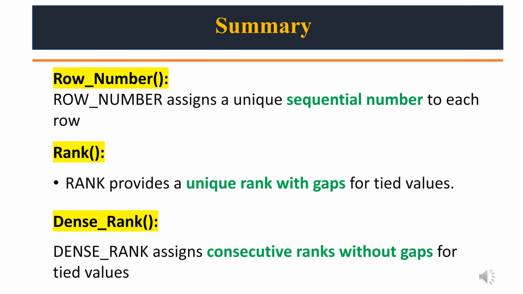Let me summarize here. So row number assigns a unique sequential number to each row. Rank provides a rank with gaps, and dense rank assigns consecutive ranks without gaps.